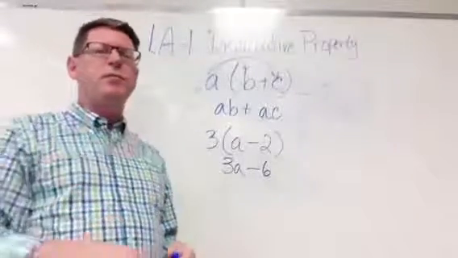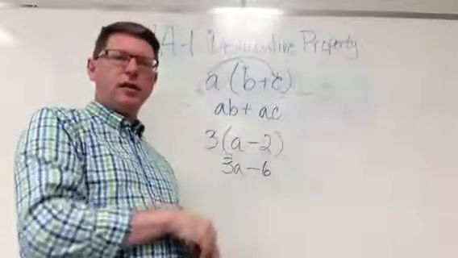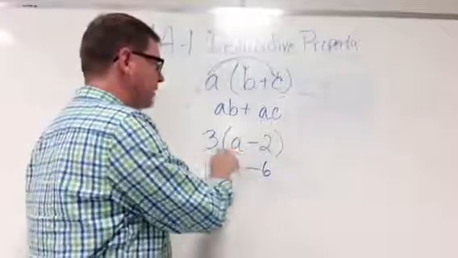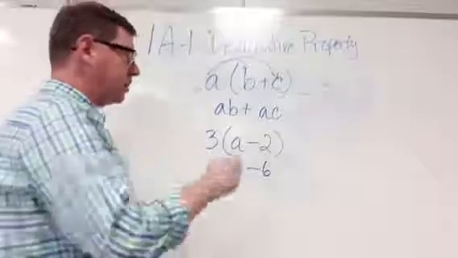Now here's where most of the problems happen when we're doing distributive property. You multiply the 3 times the A and then you forget. And then you just write down minus 2. Doesn't work that way. You've got to multiply the 3 times everything inside the parentheses. Sometimes I can have more than 2 things. So what if I have this one?